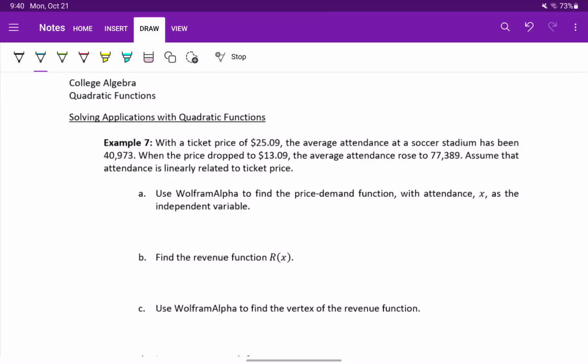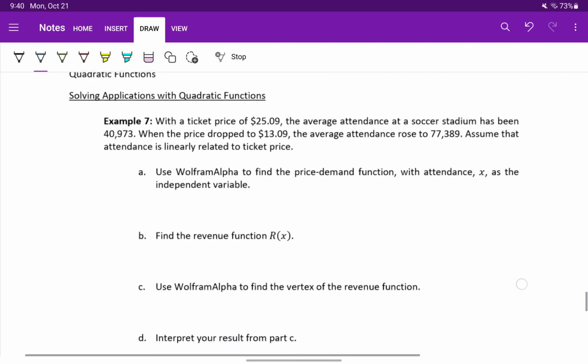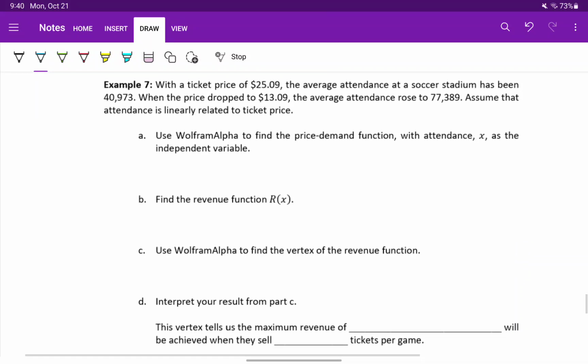In the next two examples, we want to look at how we can use Wolfram Alpha to find vertices and intercepts and how those points can tell us some practical information about a problem.